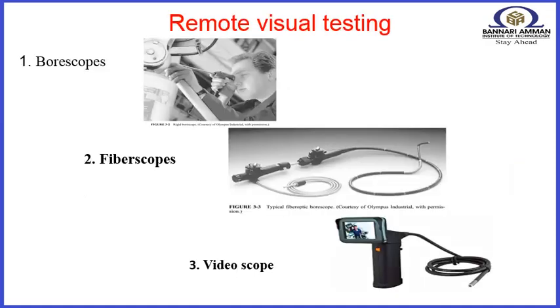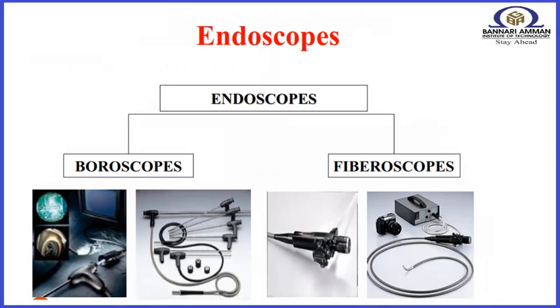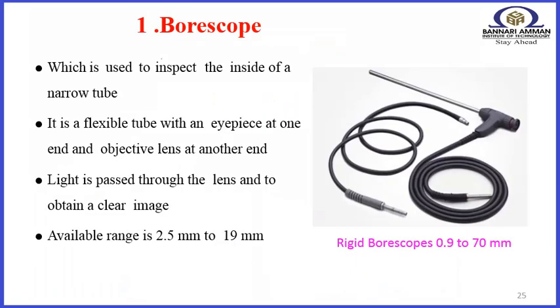1. Borescopes. Due to its rigid structure, they are limited to straight line access. 2. Fiberscopes. The introduction of glass fiber bundles and fiber optic image transmission enabled the development of the fiberscope. 3. Videoscope. Portable video inspection with zoom allows inspection of large tanks and vessels. Endoscopes are classified into 2 types: 1. Borescope. 2. Fiberscope.